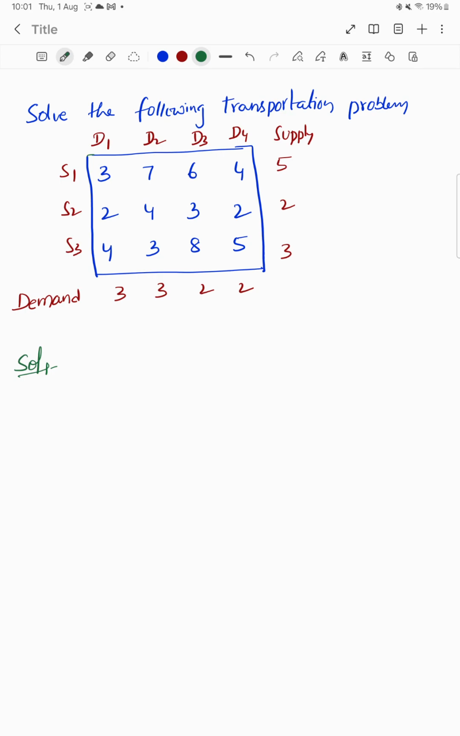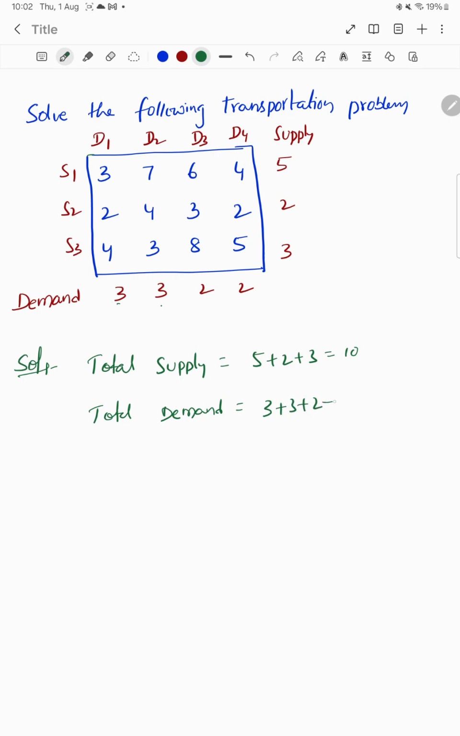But before applying that method, we have to check whether the given problem is a balanced problem or not. To check that, we need to find the total supply, which is 5 plus 2 plus 3, that is 10, and total demand. Total demand means you can see the corresponding columns 3, 3, 2, 2, that means 3 plus 3 plus 2 plus 2 is equal to 10. So the total supply is equal to total demand, so it is a balanced problem.